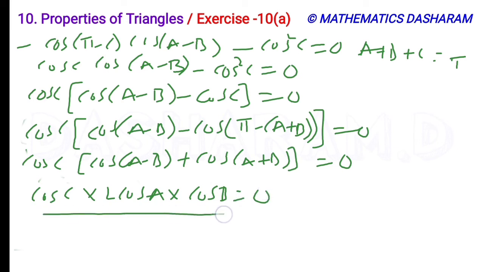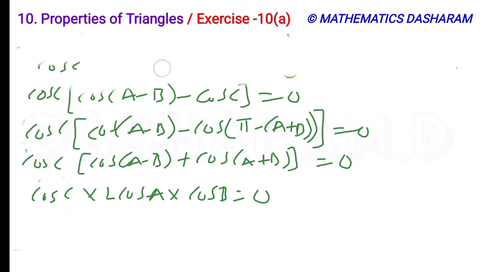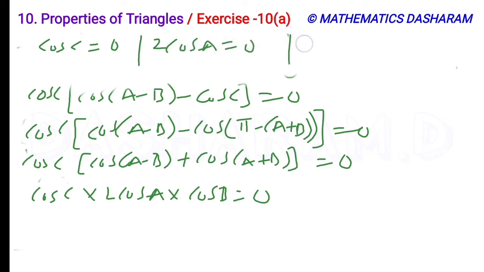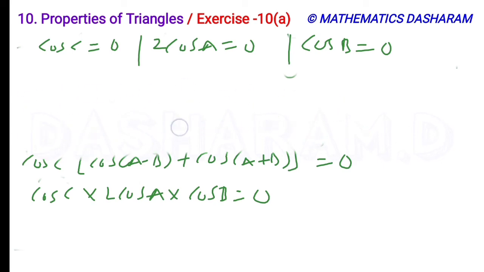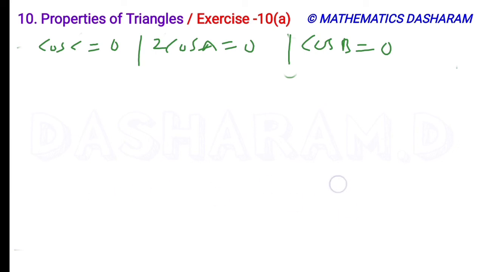So here the product of the three terms equals 0. Then here I will write, cos C equals 0, or 2 into cos A equals 0, otherwise cos B equals 0. So any one of the terms should be 0 to get the product of three terms equal to 0.